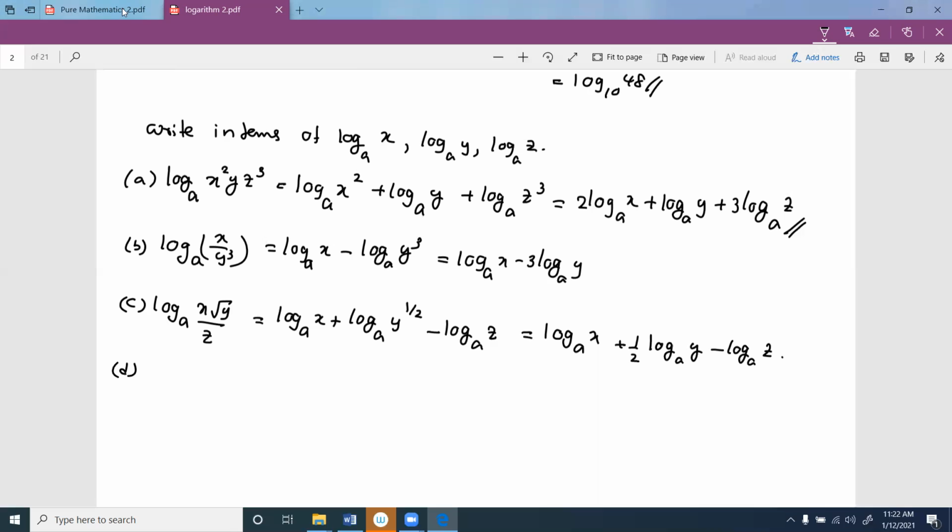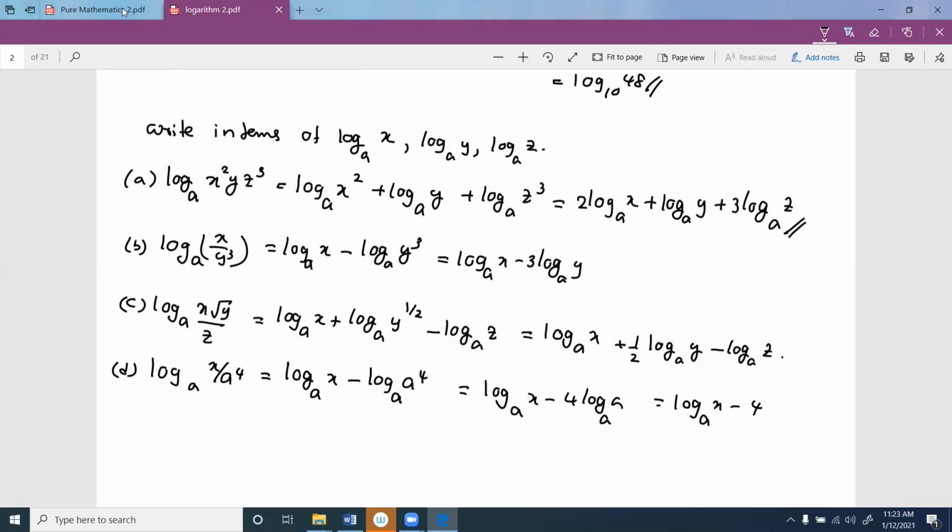Then d. This example has a few more simplifications. Log a x over a to the power 4. Now, how do you get this, right? You can write this as log a x, and this division you can write as a subtraction, log a to the power 4. Then you can bring this 4 out: log a x minus 4 times log a a. What is the log a a value? a is a to the power 1, because it is the same base and same power. So you can write this as log a x minus 4, because log a a is 1.